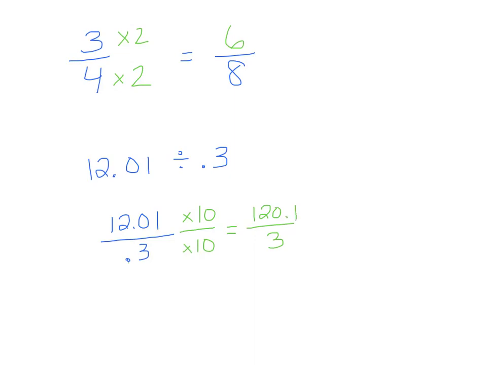Which, in a sense, if I were to set it up as 12.01 divided by 0.3, if I do the little swoop method, that's exactly what I would get. 3 on the outside and 120.1 on the inside.